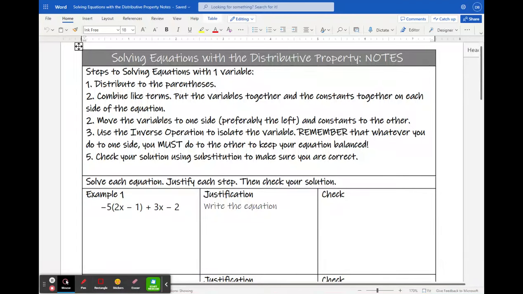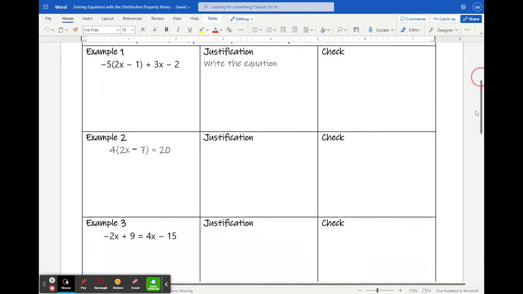Good morning, friends. Today we are looking at solving equations with the distributive property. So we are going to practice distributing, and then we will solve those equations once everything is distributed. Again, you have the directions right here at the top, and let's go ahead down to example 1 and dive right in.